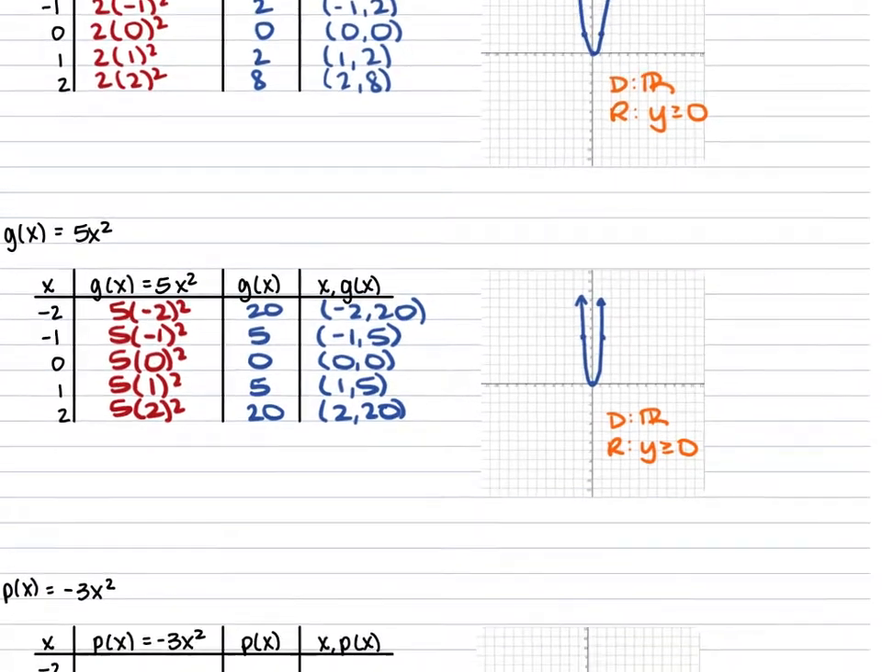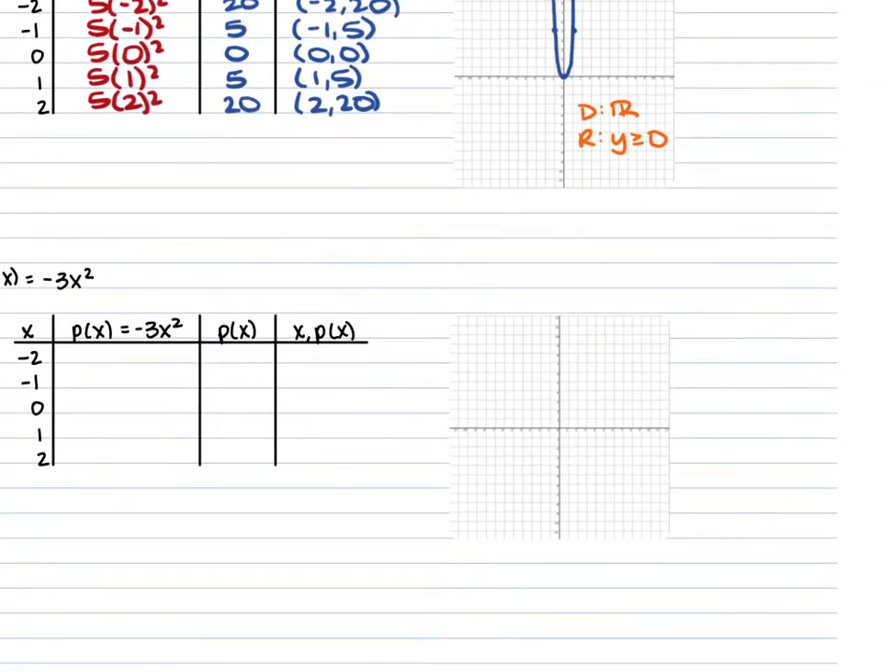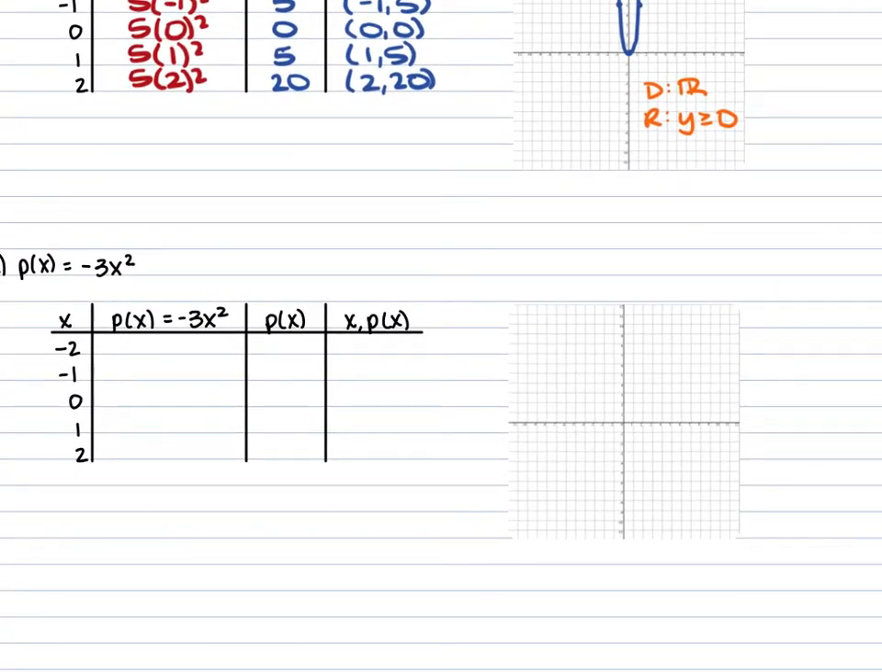For example C, we have p of x is equal to -3x squared. So again, we're going to use the -2, -1, 0, 1, and 2. For the -2, plugging it in, we have -3 times -2 squared. Then we have -3 times -1 squared. -3 times 0 squared. -3 times 1 squared, -3 times 2 squared.